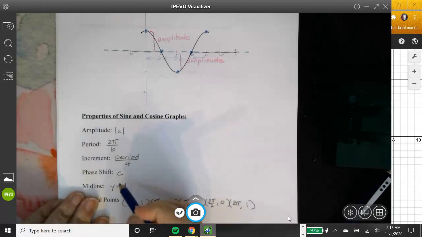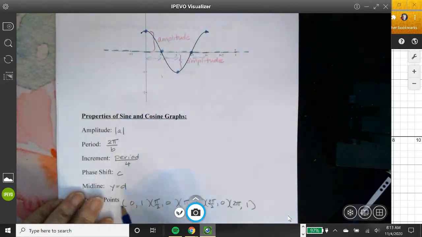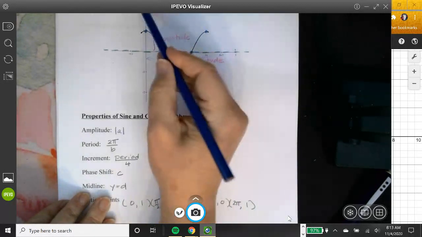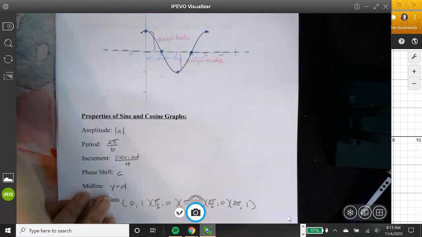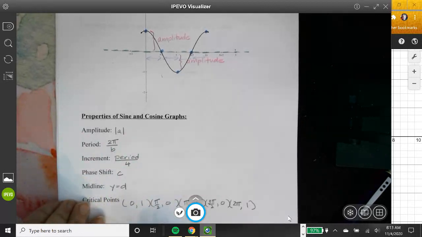And we don't have a phase shift here because we started on the y-axis. And our midline is D, and in this case we have D is 0. And all of this, if this sounds a little crazy, will make a whole lot of sense when we do a lot of practice problems, okay? All right, keep moving here.